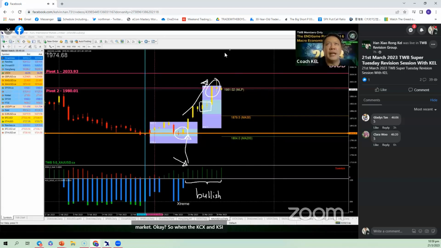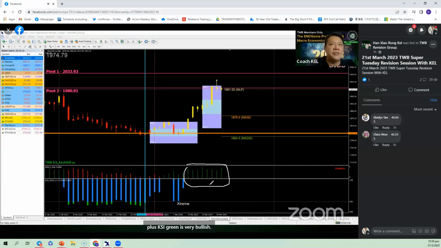Okay, so when the KCX and KSI are in the same place, where it is empty plus KSI green, it is very bullish. So obviously, if you understand that now, if you see KSI and KCX at the extreme, it is very bearish. Okay, so can you get it now? Pretty clear, right? Pretty simple, right?